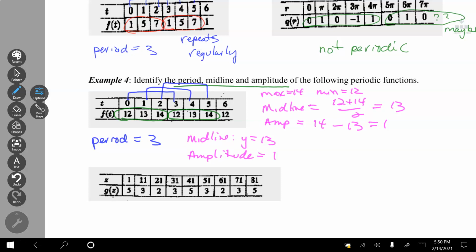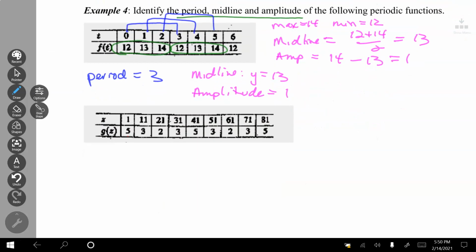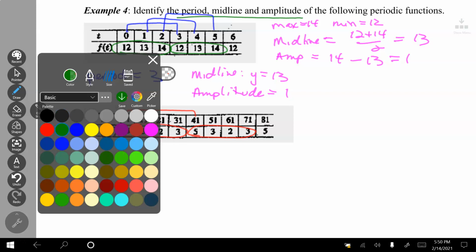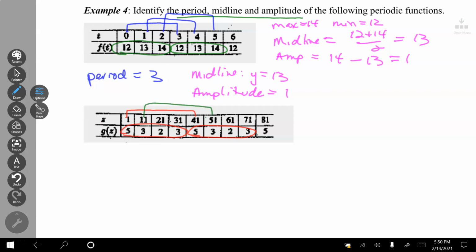The next example, I do see this 5, 3, 2, 3, 5, 3, 2, 3. I see they do repeat. 1 to 41, 11 to 51. So my period is the difference between these. So 41 minus 1 or 51 minus 11. So my period is equal to 40.